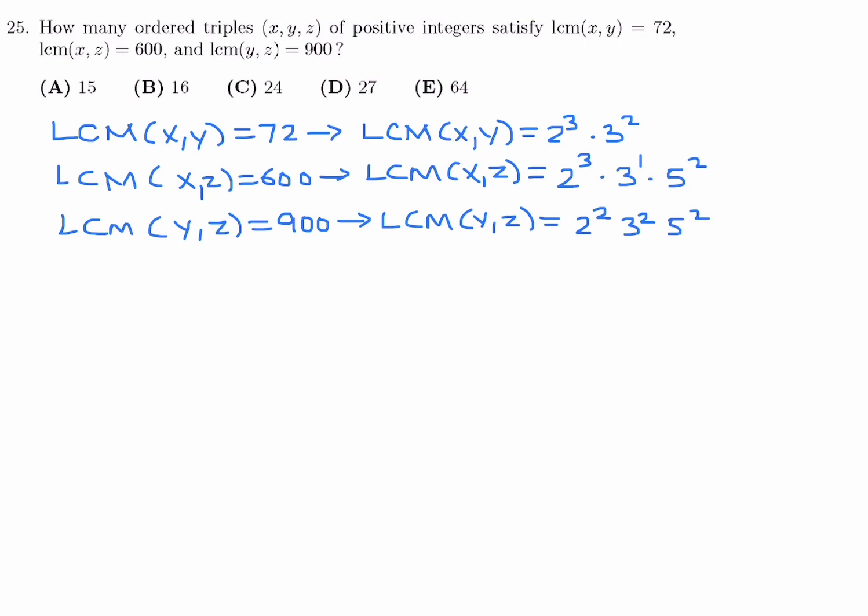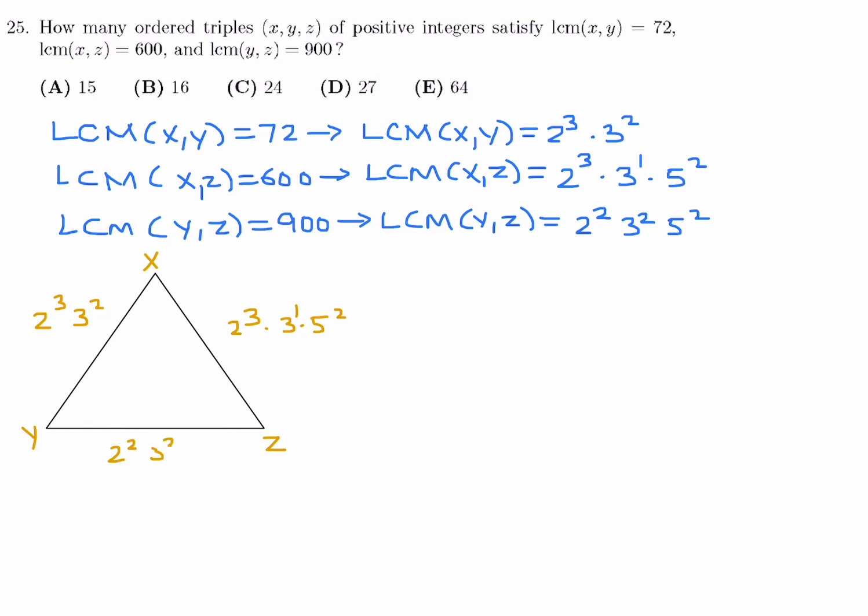Okay, so what I'm going to do is use some triangles to kind of illustrate all this. I hope it helps. So if you have x, y, and z, let's see what we get. Well, x and y have a least common multiple of 2 to the power of 3, 3 to the power of 2. And then x and z, 2 to the power of 3, 3 to the power of 1, and 5 to the power of 2. And y and z are 2 to the power of 2, 3 to the power of 2, and 5 to the power of 2 with regard to their least common multiples.